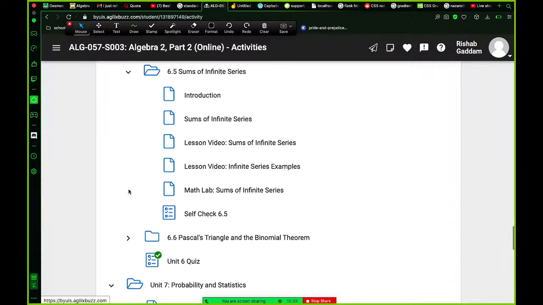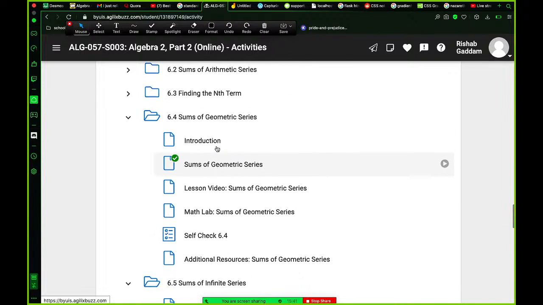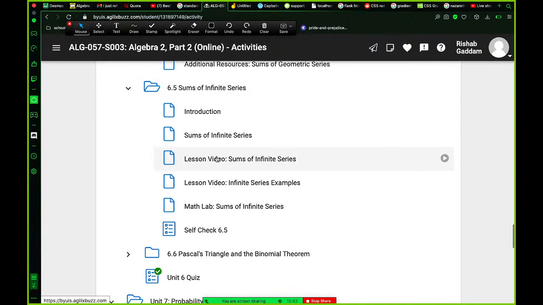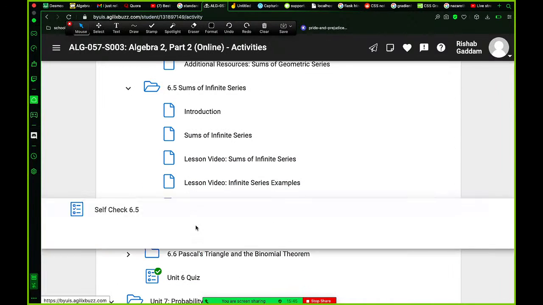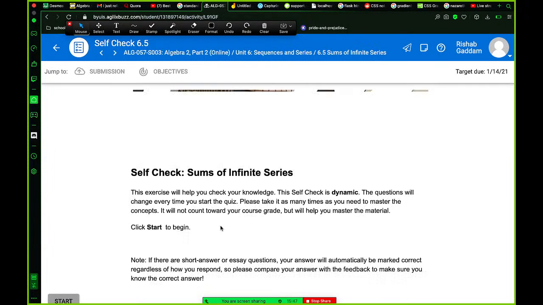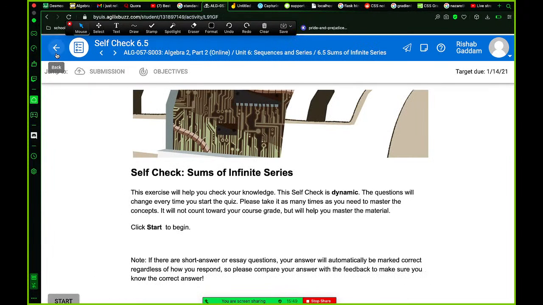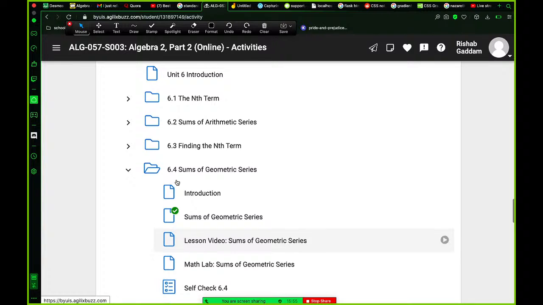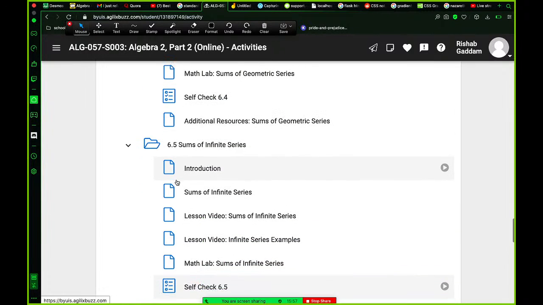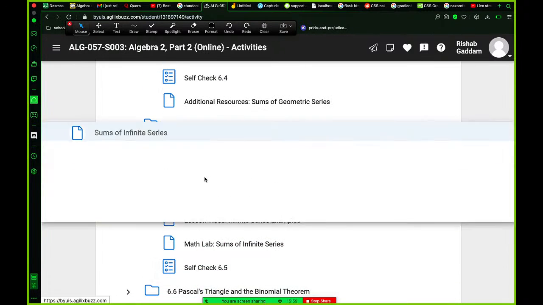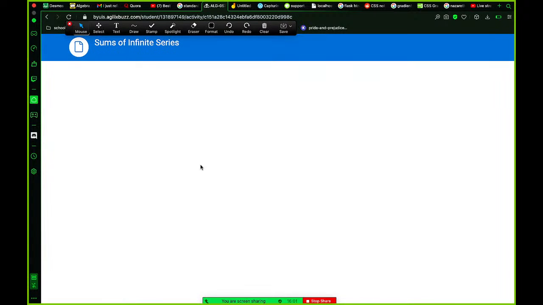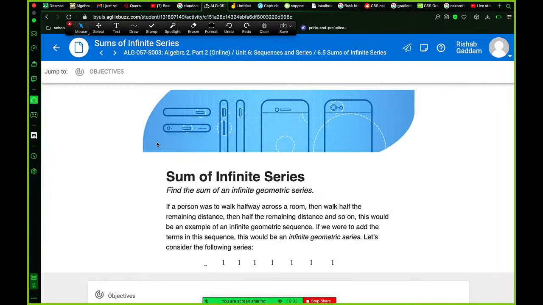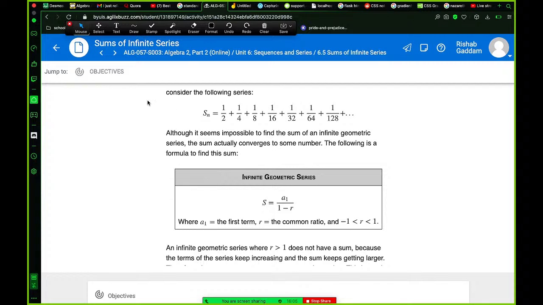Okay, we go up here, and the sum of an infinite series. The sum of an infinite series, that's just what it sounds like, not the self-check. So the sum of an infinite series is exactly what it sounds like.